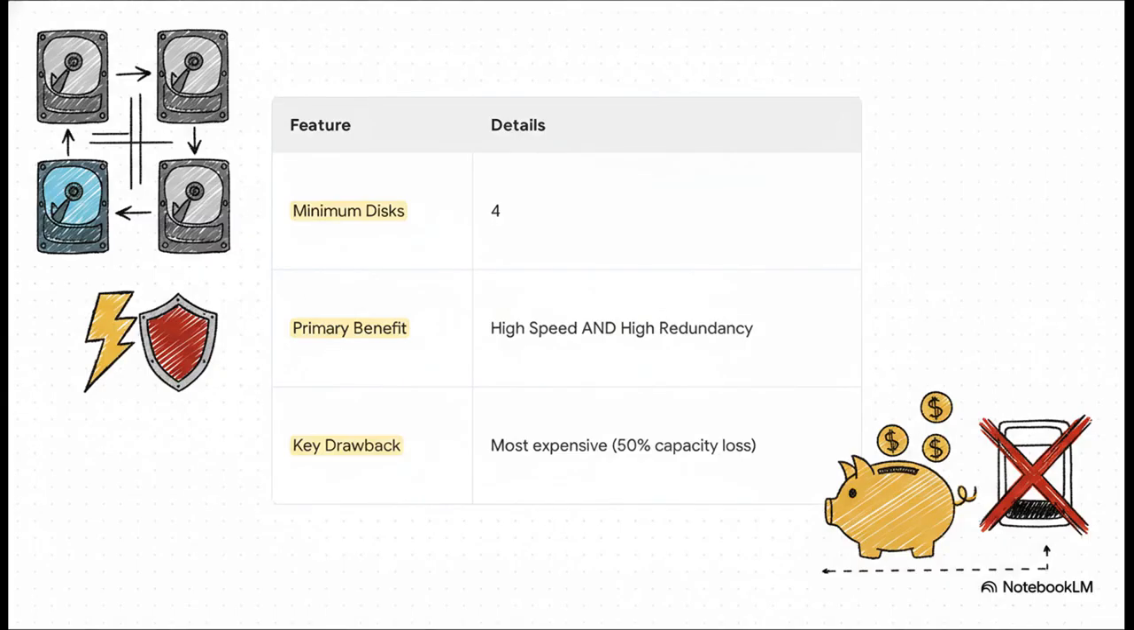So, the bottom line with RAID 10 is, you really do get everything. You need at least 4 disks to even start. You get the blistering speed of striping combined with the totally bulletproof redundancy of mirroring. So what's the catch? Well, just like RAID 1, it's expensive. You still lose 50% of your total disk capacity to make those mirrors.